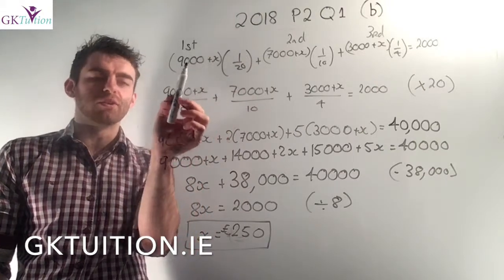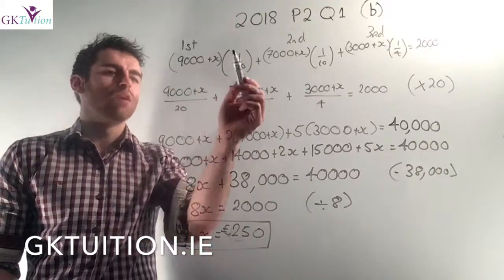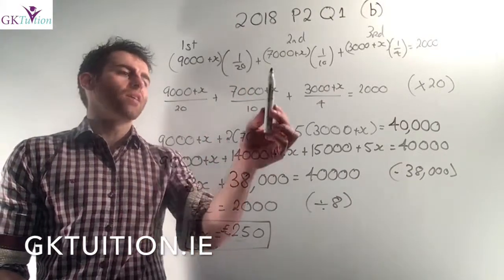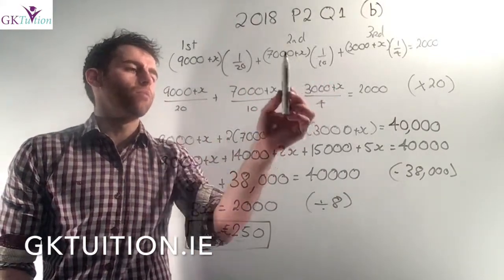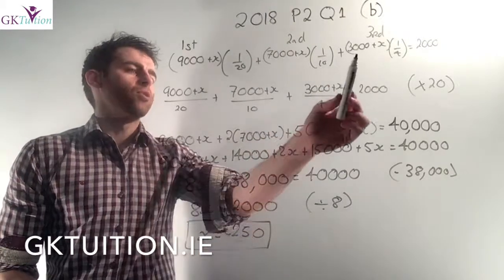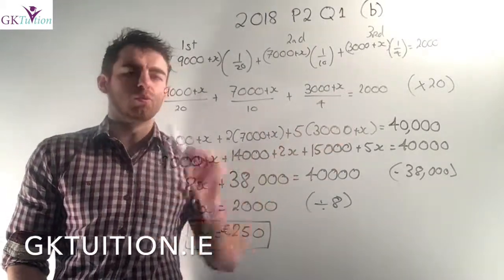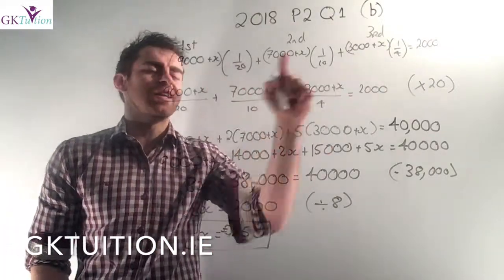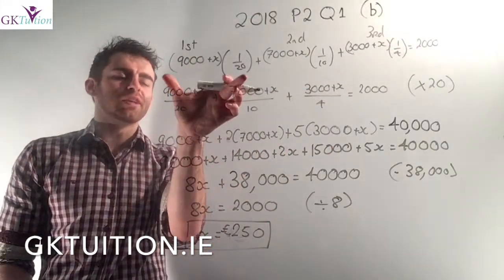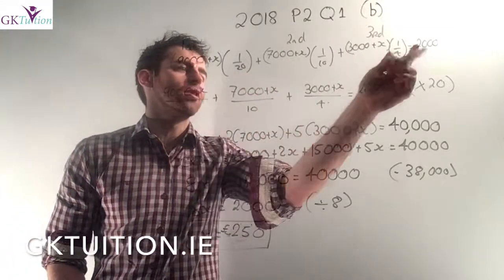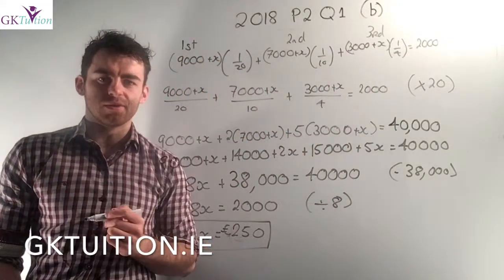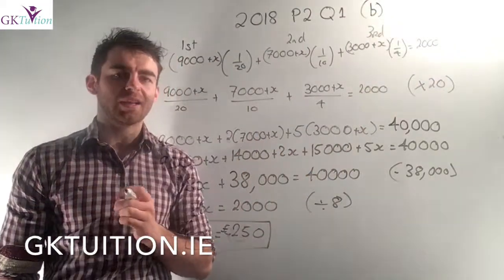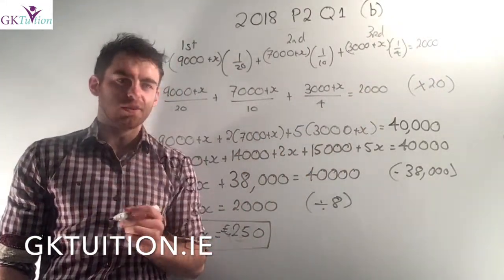So the original prize plus the increase, multiplied by the probability, which is 1 over 20. For second place, it's 7,000 plus X multiplied by 1 over 10. And for third place, 3,000 plus X multiplied by 1 over 4. So it's more or less the same as in part A. We've just added in a plus X in each case. And I know that the value of first plus second plus third in this case must add up to 2,000. If Mary expects to break even, her expected value each time she plays must be 2,000.